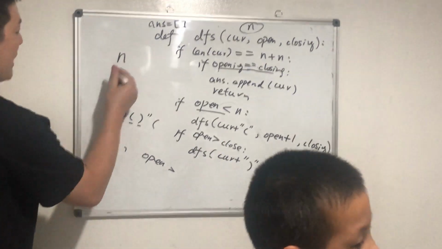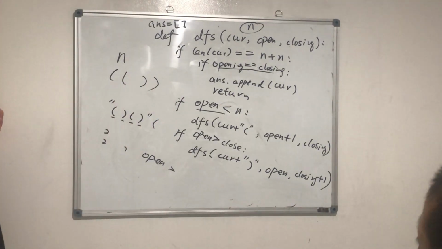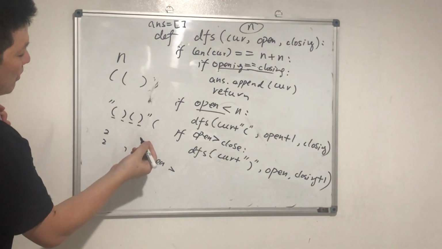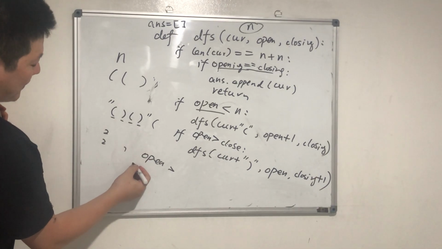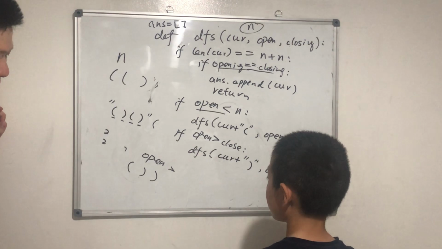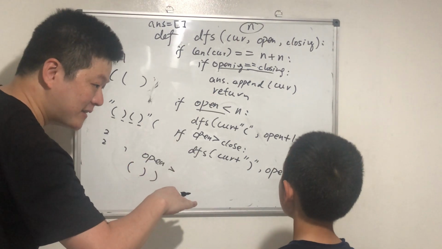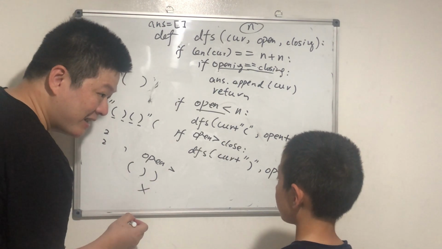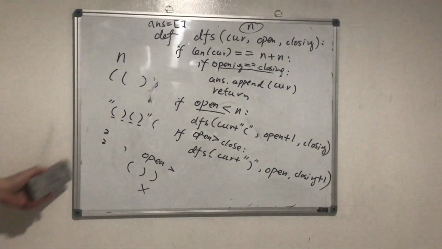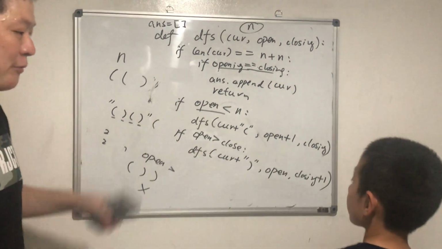Look, if there are two open and one closing, I can start with the closing, yeah? Or if open is equal to the close, then I cannot start with the close, right? Because as long as I start with the close, the balance will fall below 0. It will be negative, it's invalid, right? Got it? Okay, so in this case, we can just do this. So it will be a lot faster than the brute force approach, yeah?